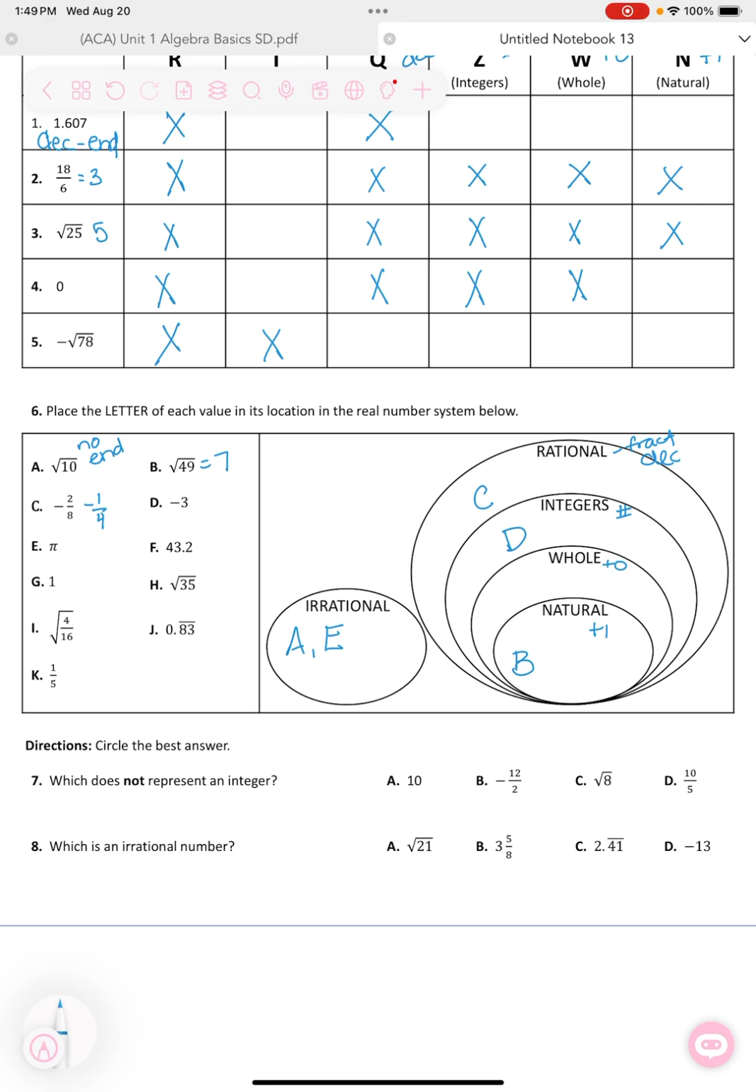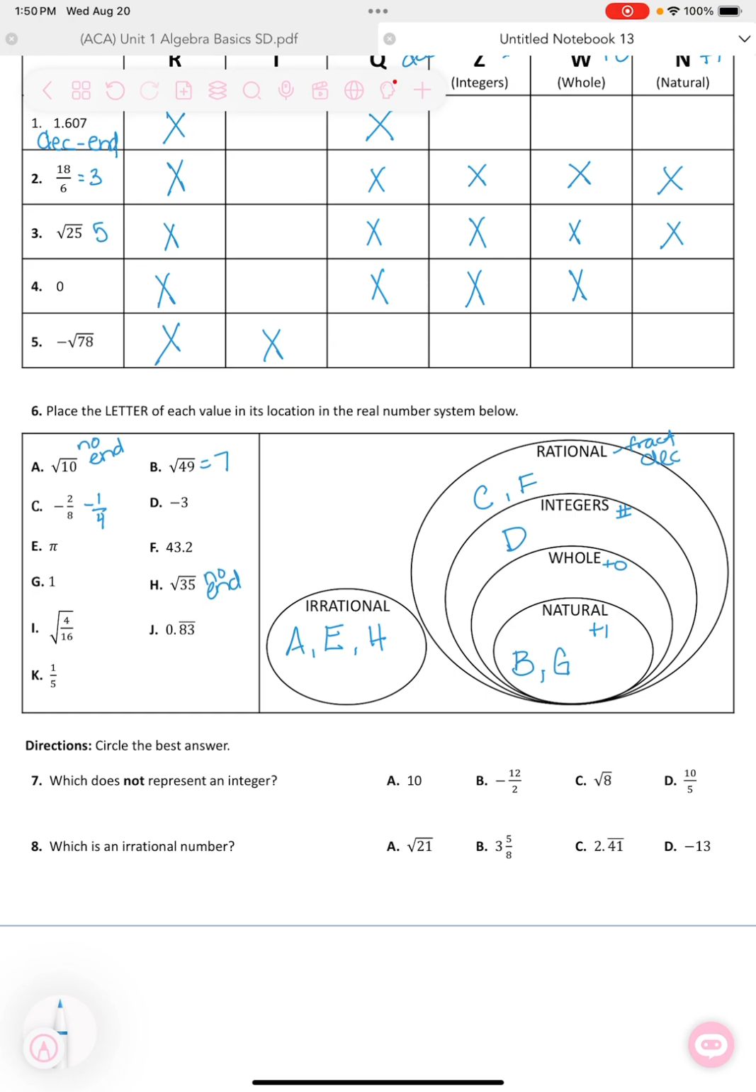43.2, that ends, but it is a decimal, so it has to go in the rational. It can't be an integer because it's not a counting number. 1 is a nice number, so that goes into the rationals, and then we decide what category it goes into. Because it's 1 or greater, it's going to go down here into our natural numbers. Letter H, the square root of 35. Square root of 35 is a number that has no end to it and no pattern. If it has no end and no pattern, it's going to go into irrational.